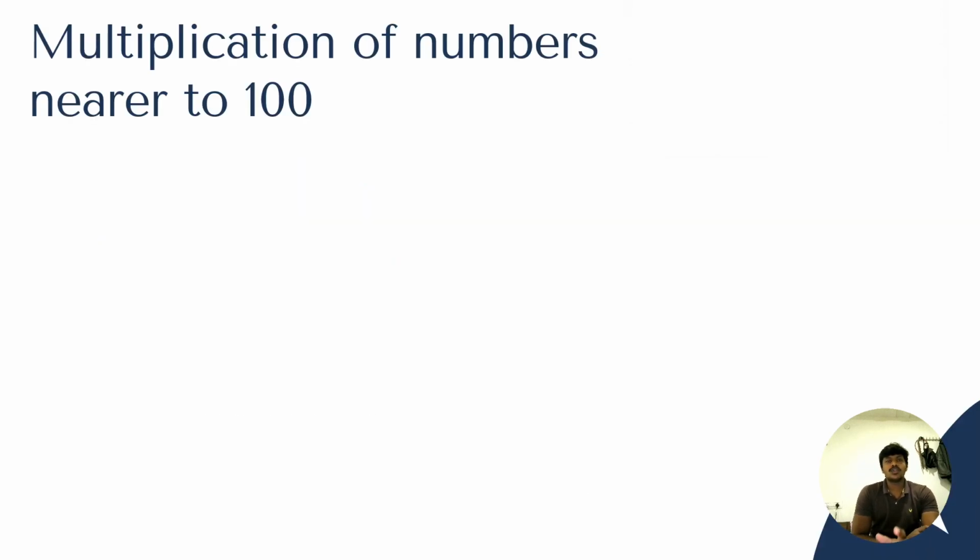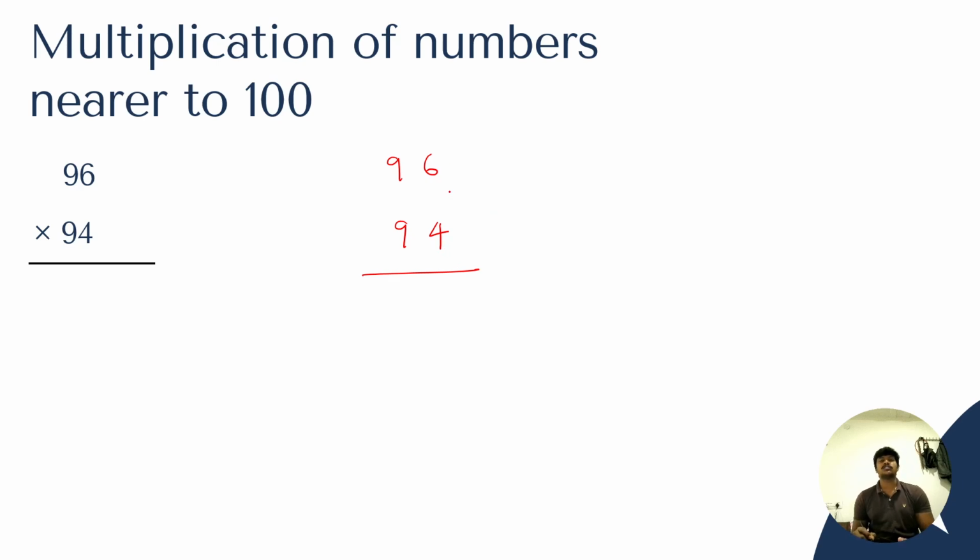Now, how to multiply numbers when both numbers are nearer to 100. First I'm going to explain what we are going to do, then I will tell you why you are getting the answer. Let's go. Let us take two numbers, 96 and 94. The first step is to identify how much these numbers are more or less than 100.